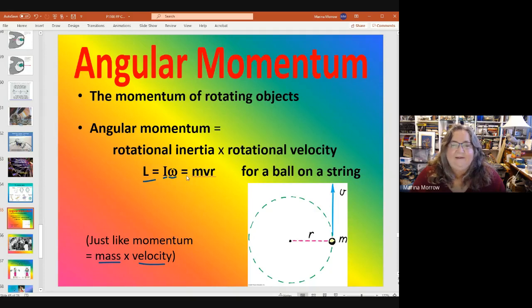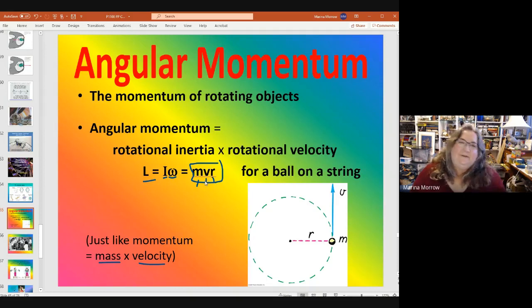Now, mathematically, it turns out to be, for a ball on a string, just mvr. That would give you the rotational momentum. If it was regular momentum, it would be mass times velocity. So you can see there's a mass, there's a velocity, but now there's an r component too.